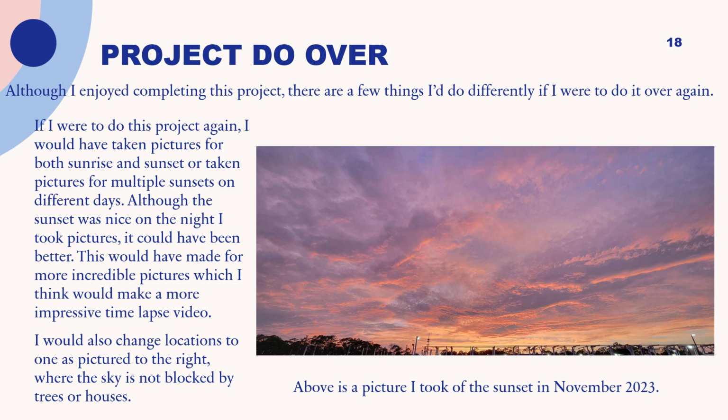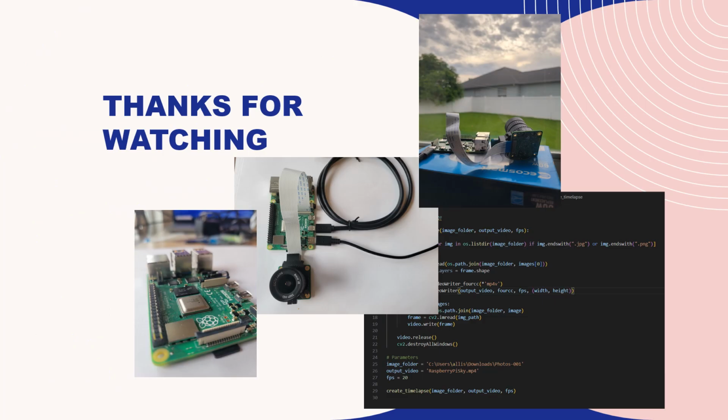To the right here, I included a picture that I took of the sunset from my phone in November of last year. This is an example of what I would like my project to look like if I were to do it over again. But the issue with this is that this picture was taken outside in a fieldy area, and to do my project I needed to have a reliable power source as well as keep my hardware safe from the elements outside.